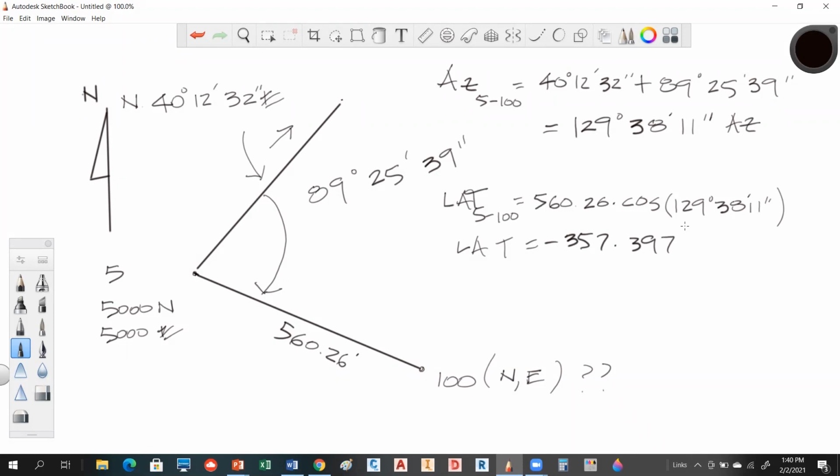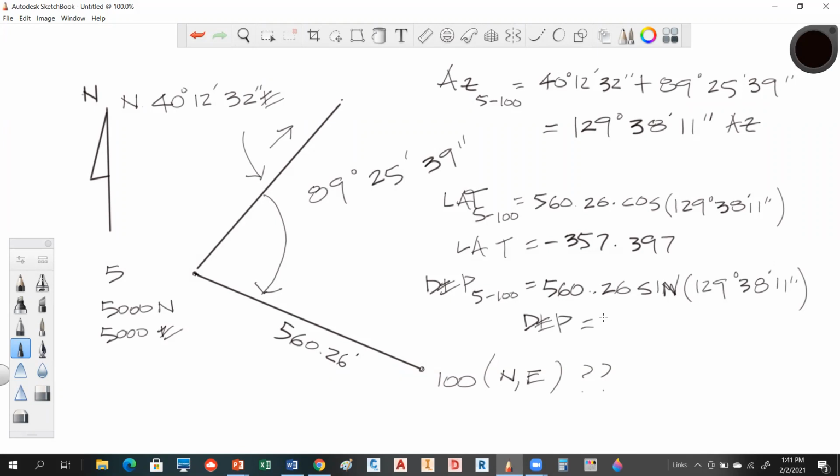Does the negative make sense? Yeah, because we're going down. Yeah, absolutely. Now my picture may not be totally 100%, but yeah, it does make sense. All right, so let's see the departure. Now we're traveling east, so shouldn't the departure be positive? Yes. So we're going to do a sine, rather, times that 129, 38, 11. So my departure, 5 to 100.